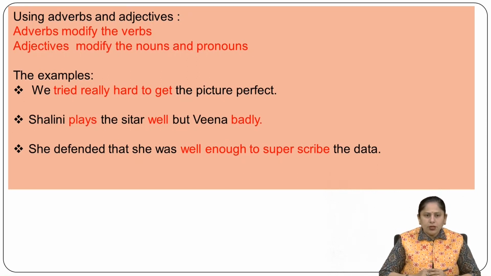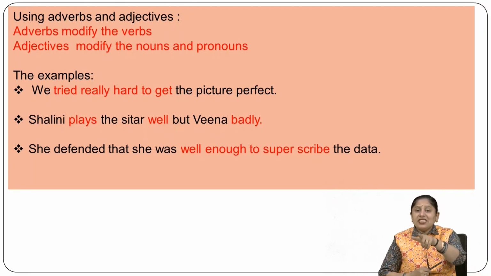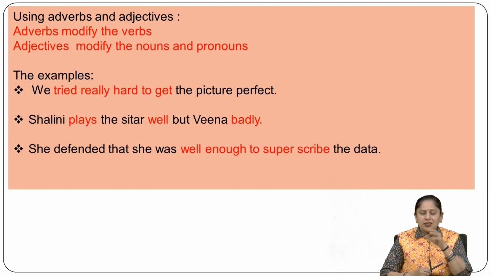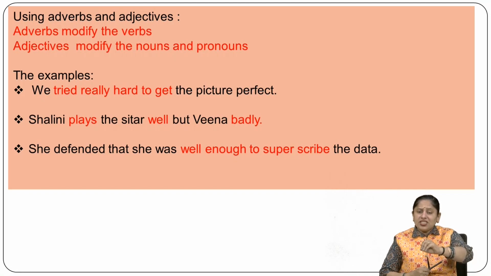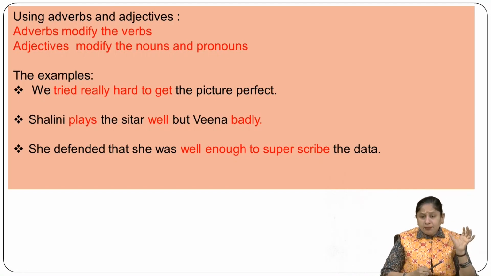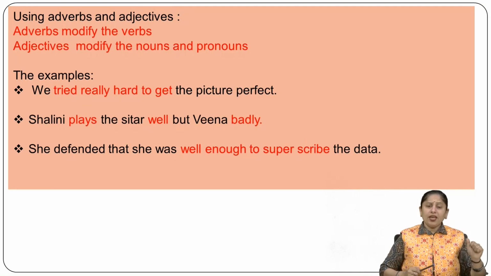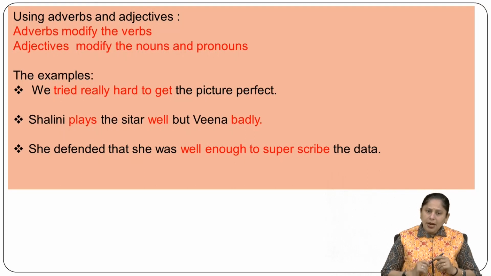Now try to understand the second sentence. Shalini plays the sitar well, but Veena badly. Veena plays the sitar badly. The whole sentence is this: Shalini plays the sitar well, but Veena plays the sitar badly. So playing is the main action of the sentence, playing of the sitar, but one plays the sitar well and another plays the sitar badly. So the action of the sentence is again modified with two adverbs, well and badly.